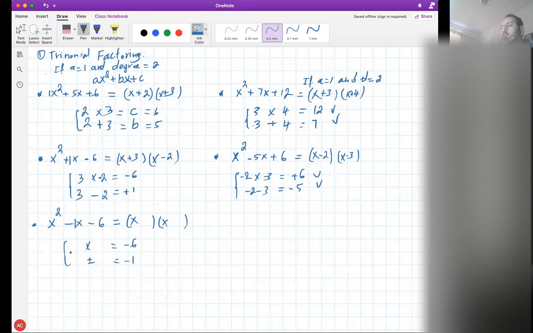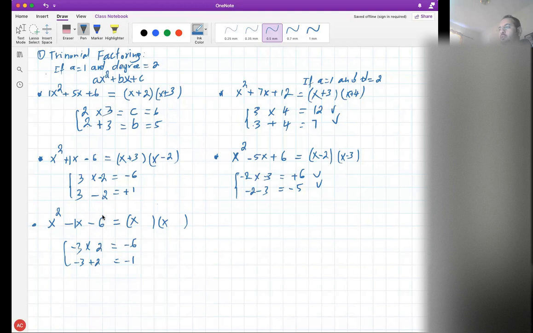-3 and +2. Let's try that. -3 times 2, that's -6. That's good. -3 combined with +2, yes, it would be -1. That's right. So as you can see, the sign changes a little bit. So the numbers are -3 and 2.